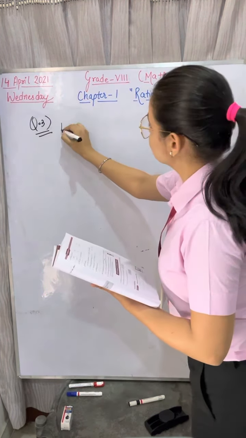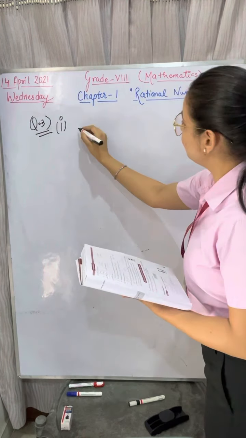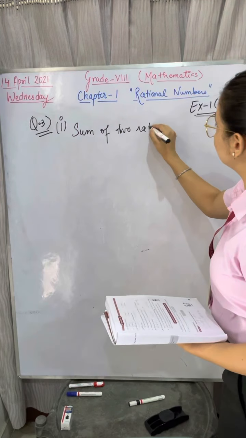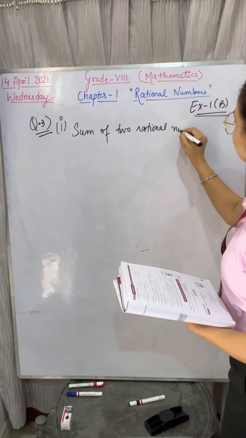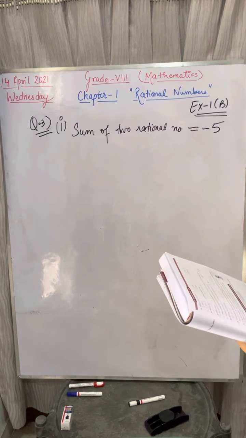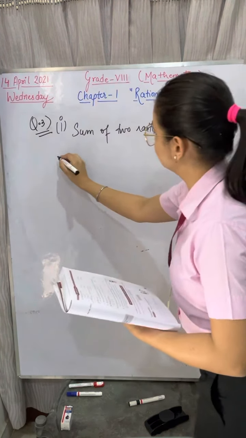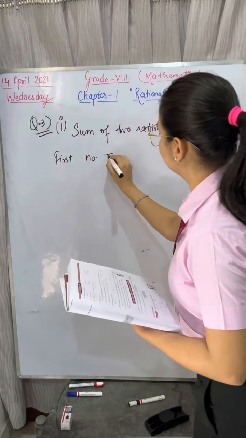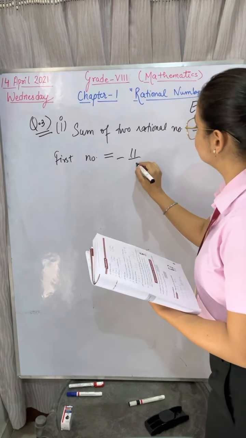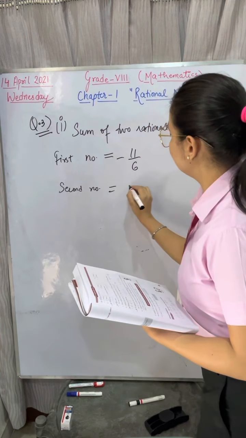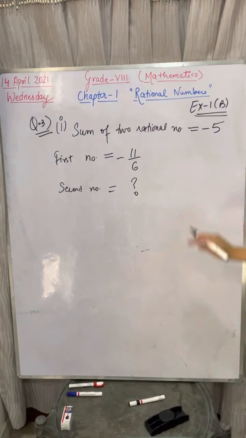Okay, so the first part is the sum of two rational numbers. Write down: the sum of two rational numbers is given, equal to minus 5. If one of the numbers is, you can write here, the first number is given, that is minus 11 upon 6. So find the second number. The second number is not given. Okay, this is the question.